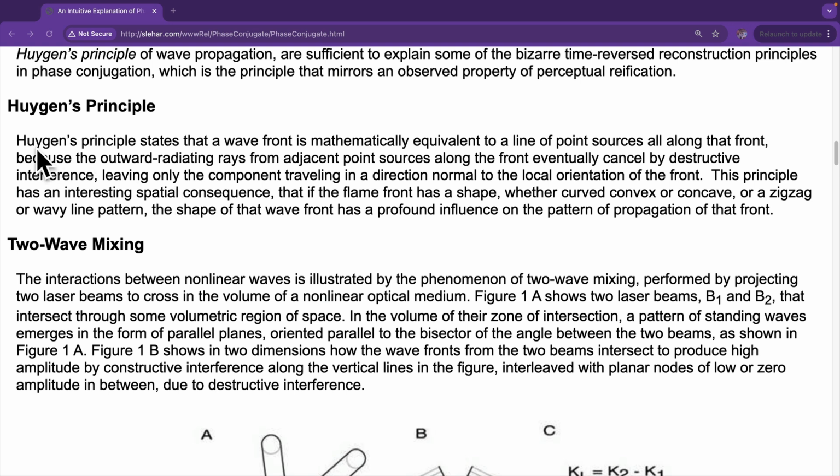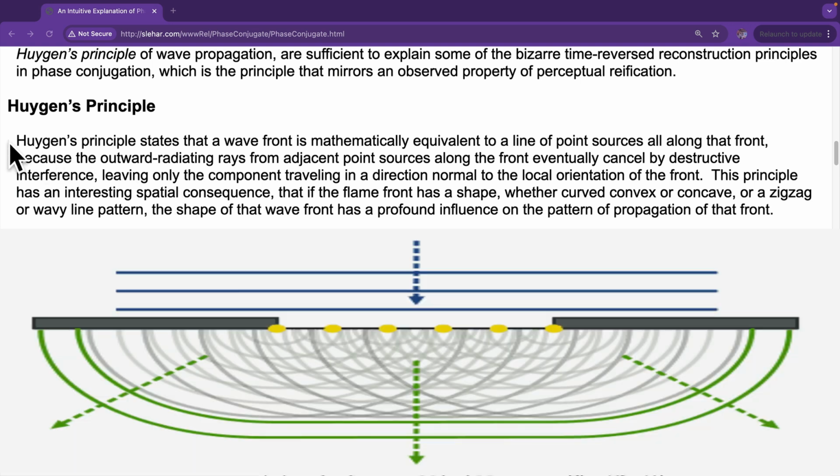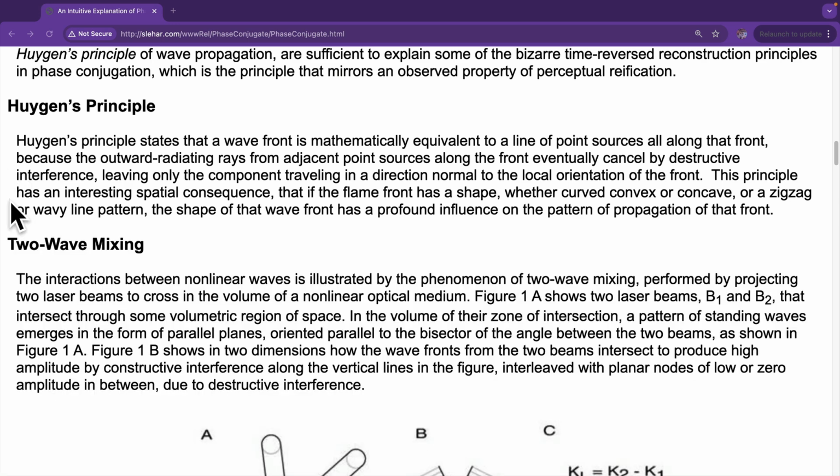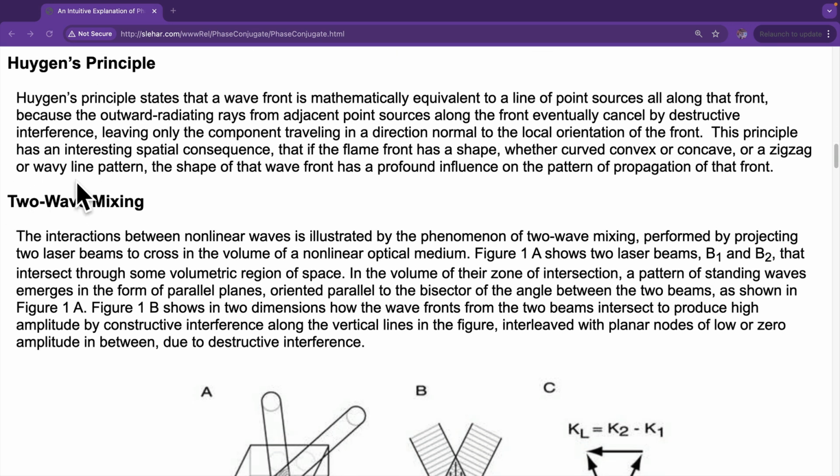Huygens' principle. Huygens' principle states that a wavefront is mathematically equivalent to a line of point sources all along that front, because the outward radiating rays from adjacent point sources along the front eventually cancel by destructive interference, leaving only the component traveling in a direction normal to the orientation of the front. This principle has an interesting spatial consequence if that wavefront has a shape, whether curved, convex, or concave, or a zigzag or wavy line pattern. The shape of that wavefront has a profound influence on the pattern of propagation of that front.